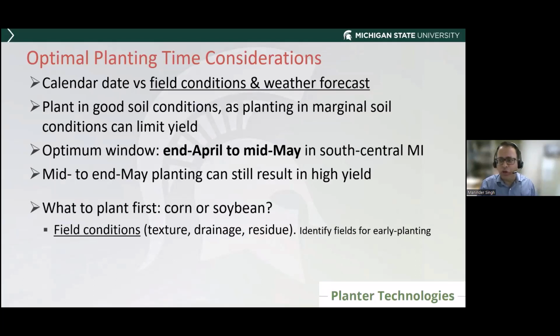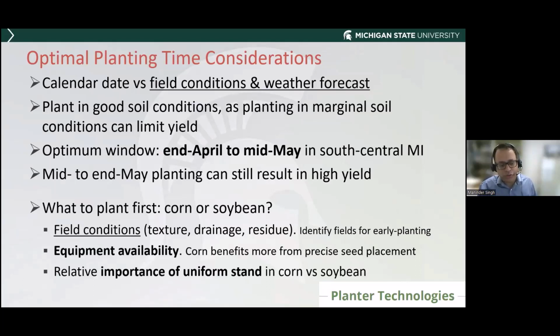There is this question always out there, right? What to plant first, corn or soybean? And to me, it comes back to the field conditions, right? We might need to be thinking, what are the fields that are candidates for early planting based on their soil texture, drainage, if we have residue there, tillage, no tillage, right? And making our decisions based on that.